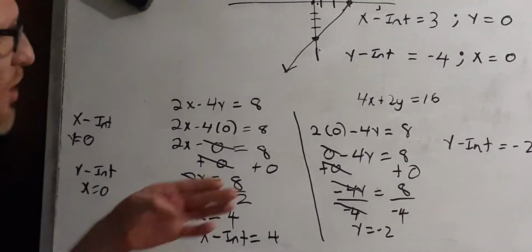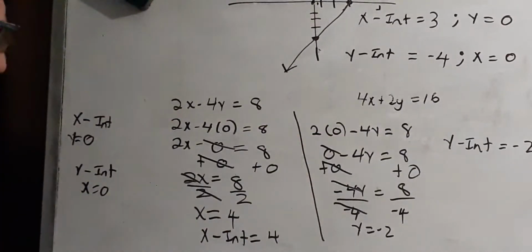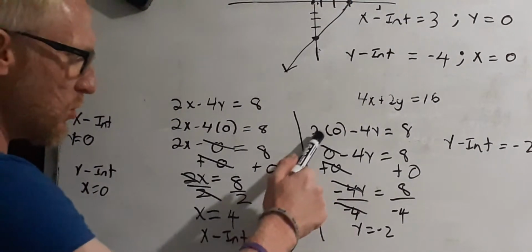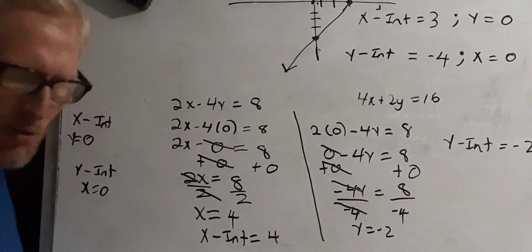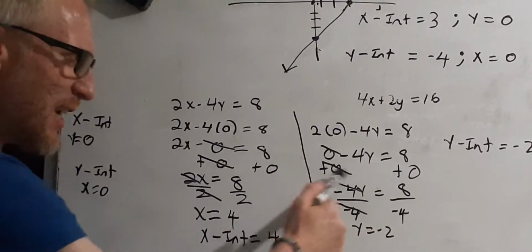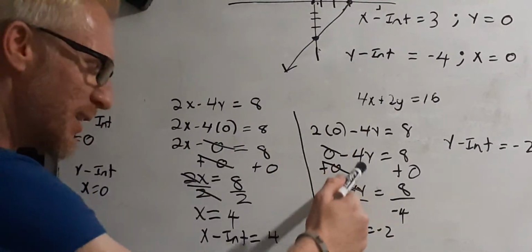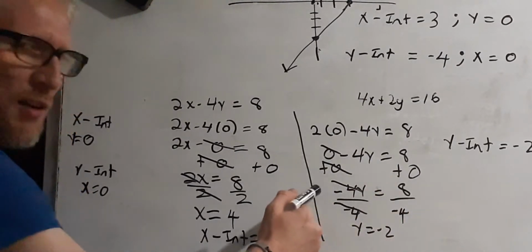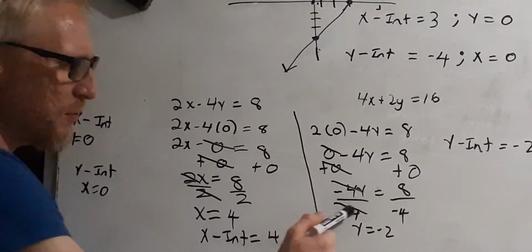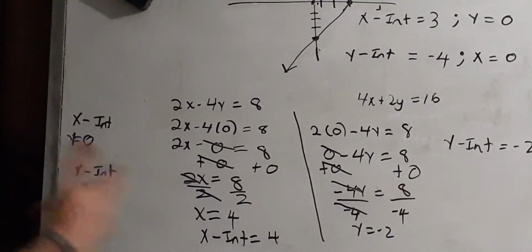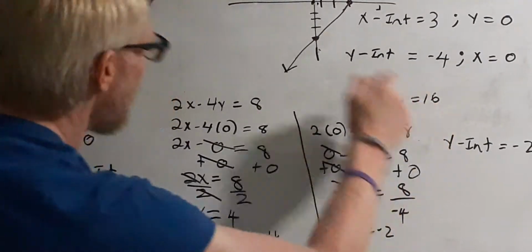Now if I want to do the same thing for my y-intercept, remember that x equals 0. So what I do in that case is I multiply 2 times 0, which is 0. I bring down the minus 4y, I bring down the 8. I add 0. I bring down the minus sign, I bring down the 8. My -4y equals 8, I divide by -4, and 8 divided by -4 is -2, which means that my y-intercept equals -2.